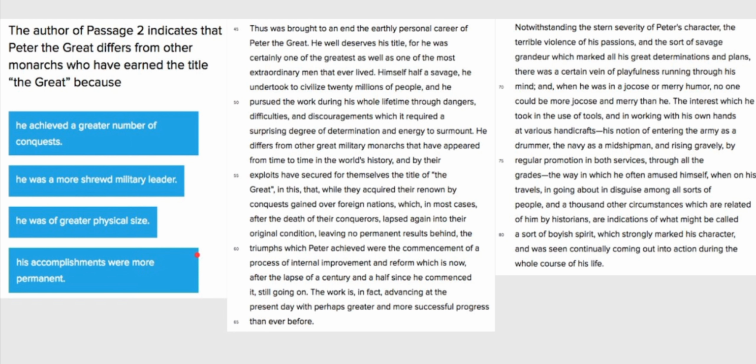We can really quickly rule out "he was of greater physical size." That's kind of ridiculous. And then we can also rule out the first two, because we know that it's answer 4. Answer 4 is just clearly a much better answer. We don't even really have to have a reason that these aren't as good. We know that he was a shrewd military leader, but it's comparing him to other military leaders. We know he had conquest, but it's comparing him to other leaders who had conquests. So answer choice 4 is the right answer.